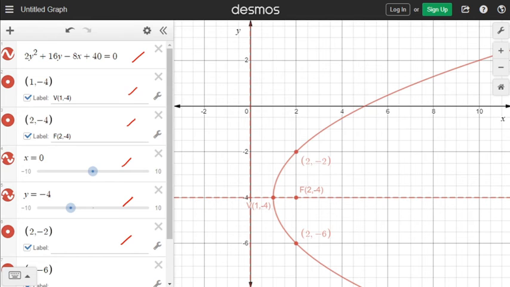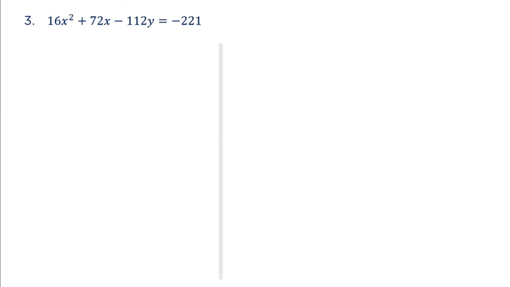There. Now let's have the last problem. So the last problem is this one, 16x squared plus 72x minus 112y equal to negative 221. So we will do the same thing. So I think you have probably mastered it. So we will take the squared terms. So we have 16x squared plus 72x equal to, from negative, it becomes positive 112y minus 221.